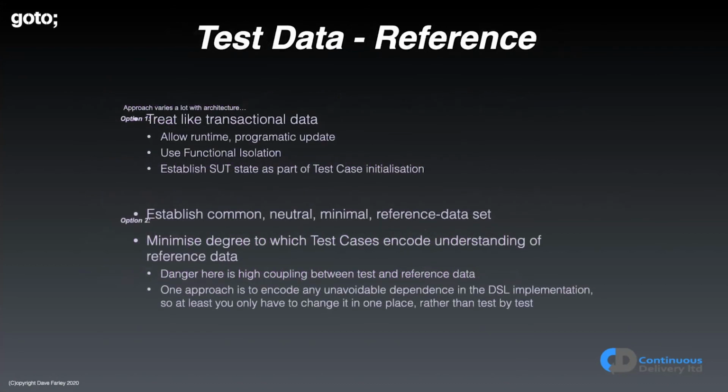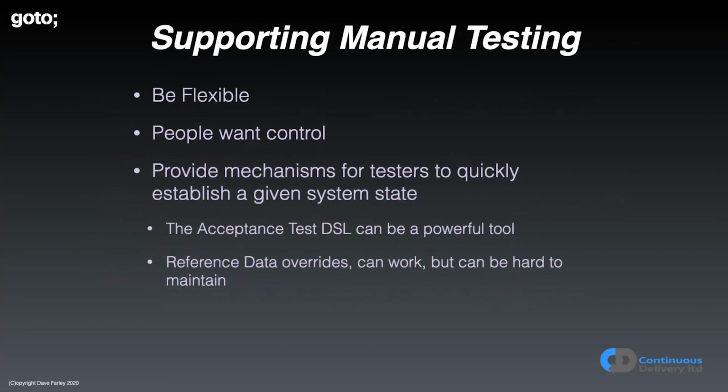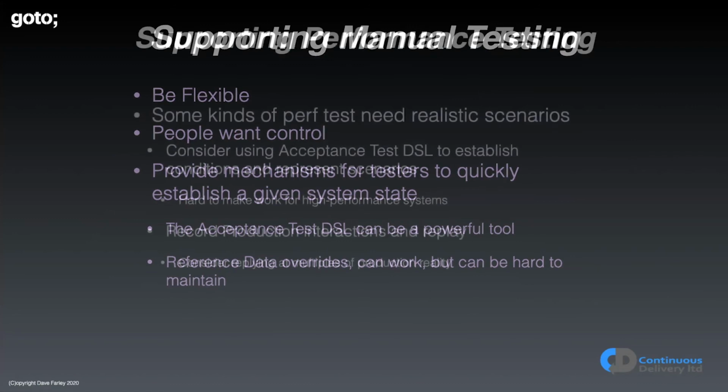Reference data, so treat it like transactional data. We can do that kind of thing, or we can establish a minimal shared set because it's read-only. And then thinking about manual testing. We want to be flexible. We want people to have control. We want to provide mechanisms for testers to quickly establish a given state without doing lots of manual intervention to get into that state. So using the acceptance test domain-specific language can be very powerful to allow manual testers to get the system into a known, understood state before they move forward to do whatever it is that they want to do. Reference data overrides can also work in this context to manage this kind of stuff.